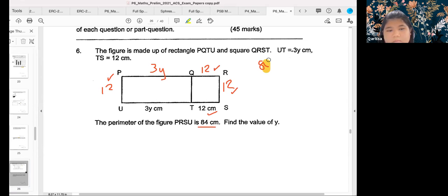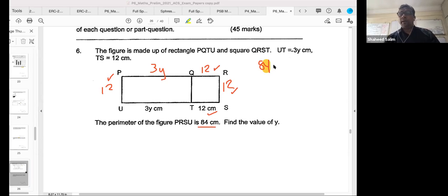6y. 6y, good. Okay, well done, Carissa, you got it. So 84 minus 48, you get 36. 36, Mr. Akhil, is equal to this 3y plus 3y is 6y. 6y equals to 36. What is y? Divide by 6 lah. You get 6 cm. Okay, all right, we move on.